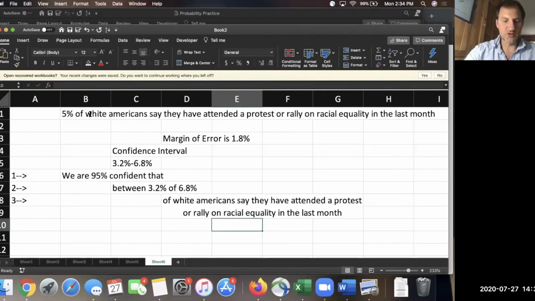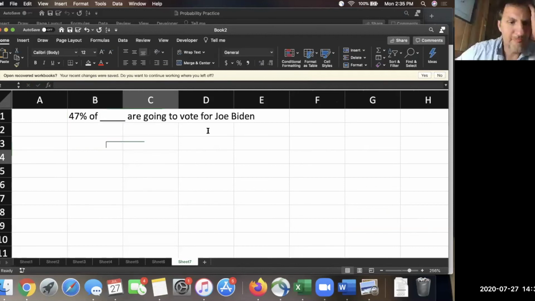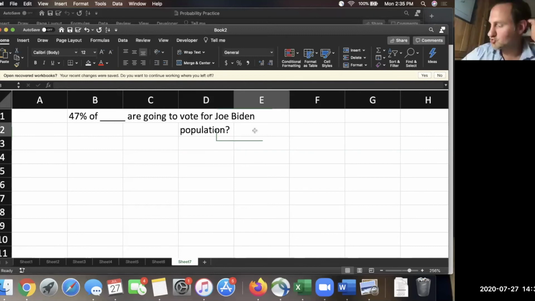It was 47% of are going to vote for Joe Biden. Okay. So my question is, and this is really what population is all about, what words will we put in here? In other words, what's the population? So let's just start with common sense. What kinds of words would we use to describe the population that we would probably be talking about if we're doing some kind of presidential poll?